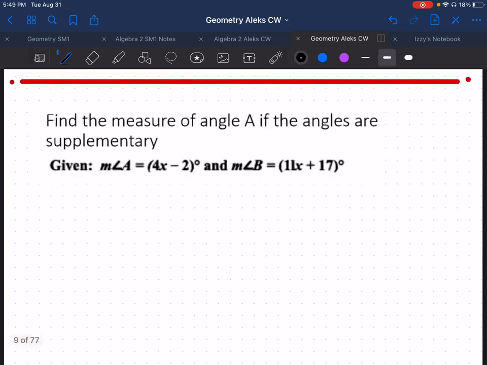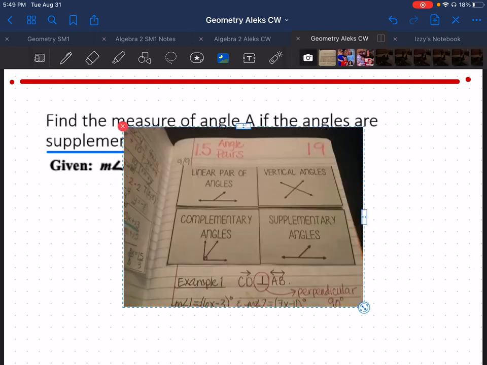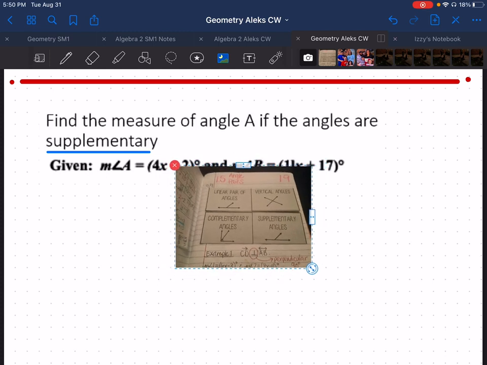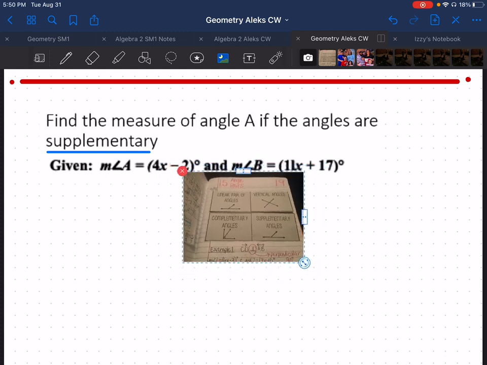All right, the last two examples that I want to talk about today are finding the measure of angle A if the angles are supplementary. Take a look at this word right here. Actually, I think I used blue in the notes. I could take a look at that same foldable from the last page. Here, let me drop it in for you. Nice and big.